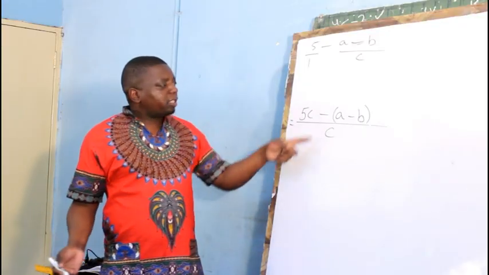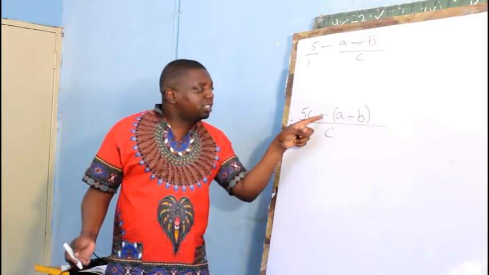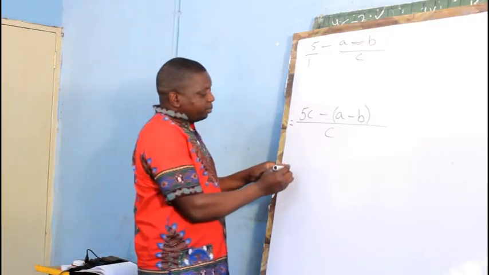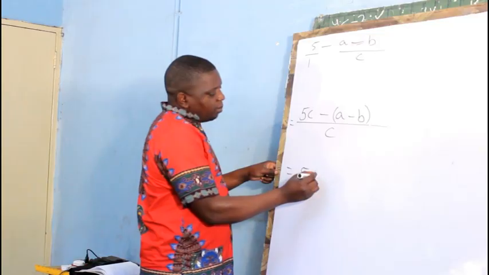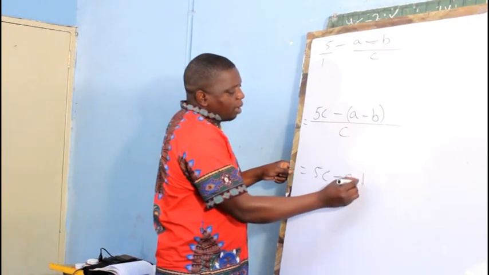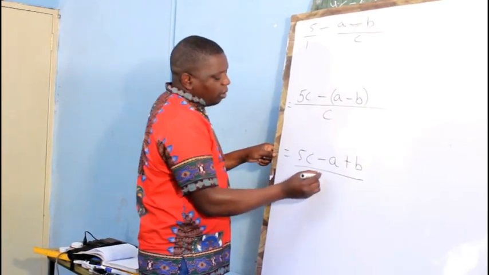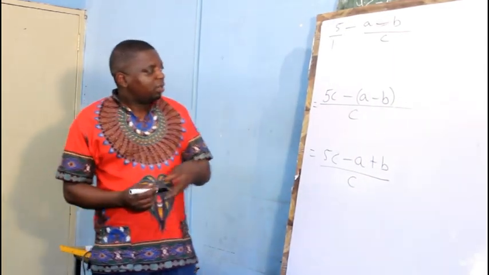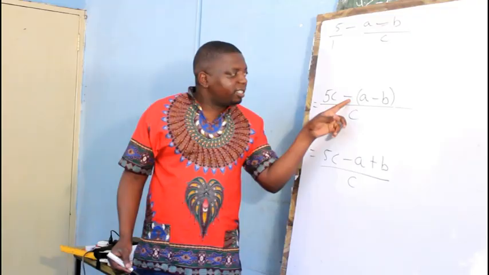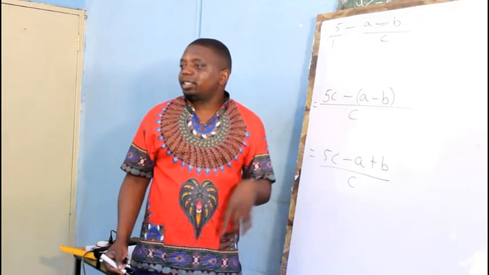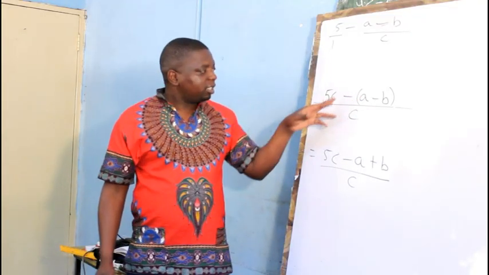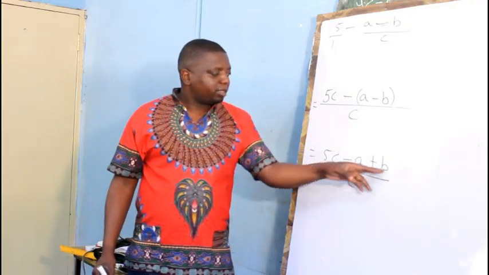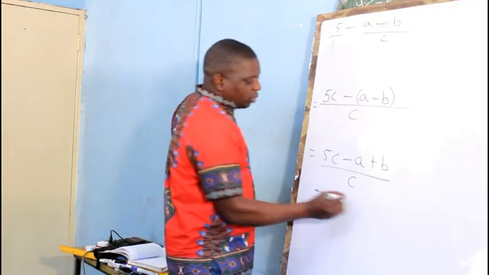When you put brackets, it means when you remove the brackets, it will become 5C minus A plus B all over C. Altogether, this negative will change all the signs inside. So this one will become minus A and this one will become plus B.